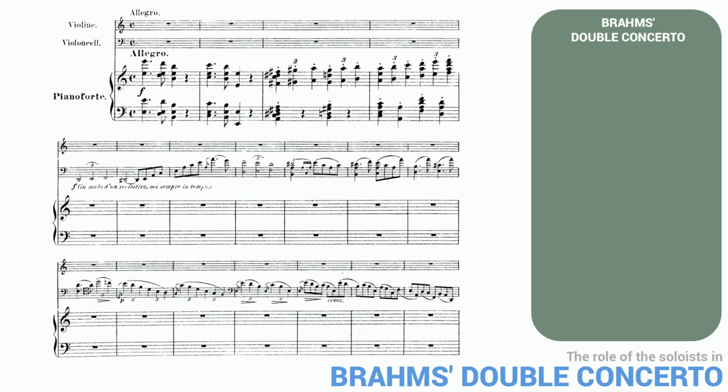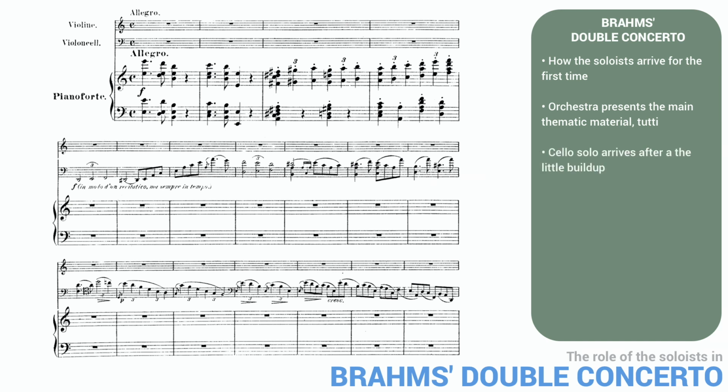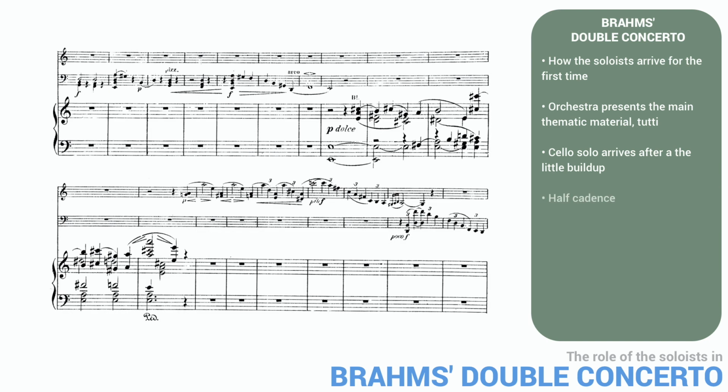One obvious question in a double concerto is how the soloists arrive for the first time. As we can see in this example, the orchestra presents the main thematic material, tutti, and then the cello solo arrives after a little build-up at the end of the first system. It begins with the same three notes that we just heard in the orchestra, but slower and in the low register. Then it rises and develops the main theme for a while, still alone. Finally, it stops on a half cadence, which then overlaps into the return of the orchestra.